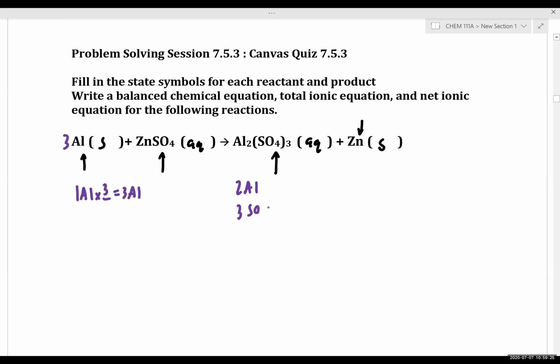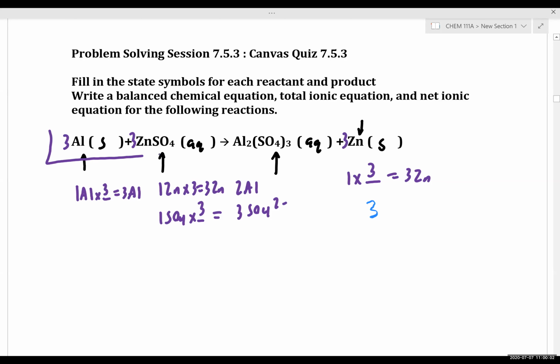sulfate, we also see we have 3 sulfate ions. And for zinc sulfate, we have 1 zinc and then 1 sulfate. So 1 times what would give us 3 sulfates? What coefficient do we need for zinc sulfate? 3, exactly right. And then for zinc, if we now have 3 zinc atoms, 1 times what would give us 3 zinc atoms? 3, yep.